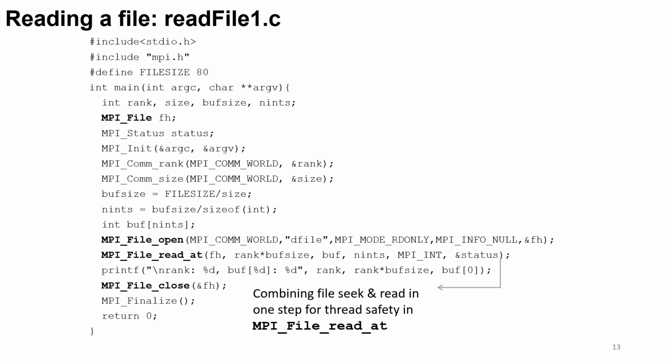So here we demonstrate how we used explicit offsets to do the reading from a file. And then we store the value in a buffer called buff. In this example, we are just printing the value of the buffer at the 0th element. And note that this call, MPI_File_read_at, basically combines what seek and read achieve in separate calls into one step. And this is recommended for developing thread-safe applications.